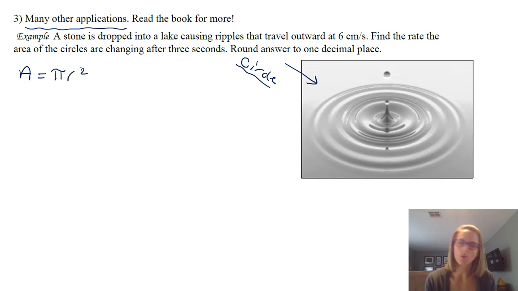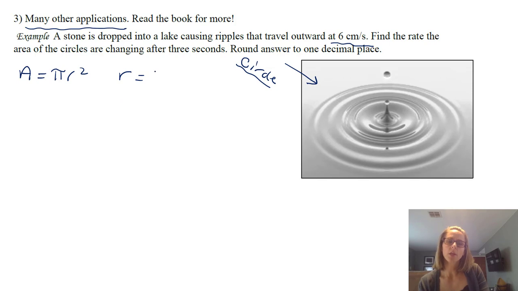So you should know the area of a circle and the circumference of a circle. Those are really the two things you need to know. It's not too bad. What we know about the radius is that the ripples travel outward at 6 centimeters per second. If you picture the circle, as the stone hits the water, the ripple is coming out and coming out, and it's doing that at a rate of 6 centimeters per second.